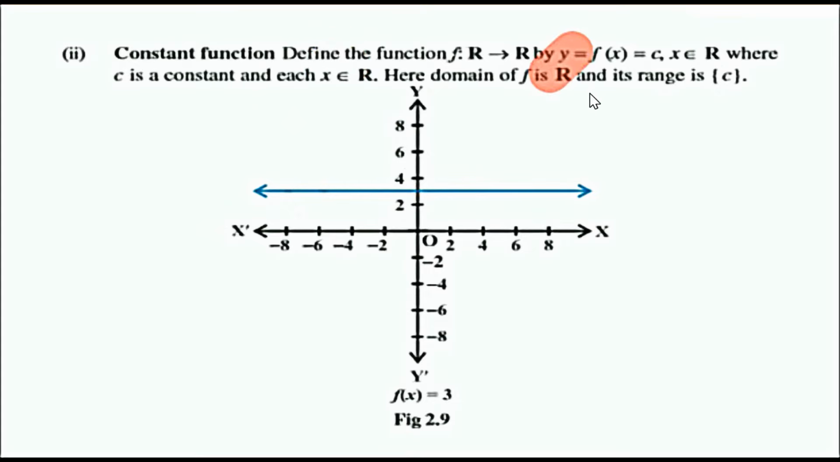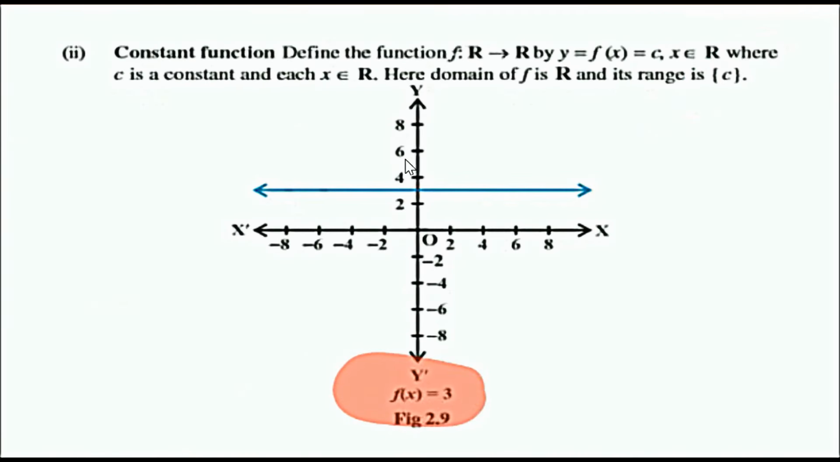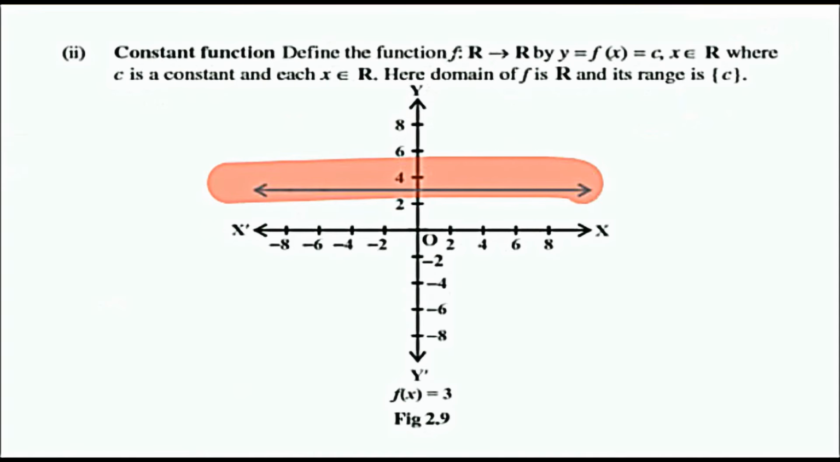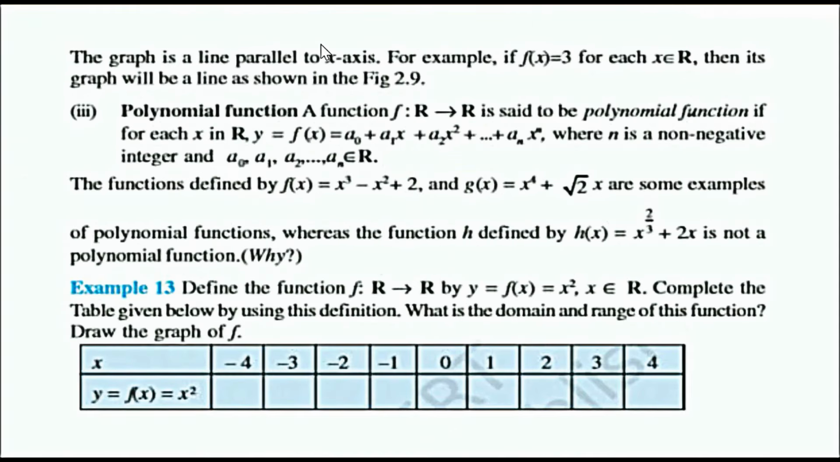So what is the domain? The domain is R, you can give any real value, but the range, meaning the output value, will always be constant. You can find here, first see this function, f(x) equal to 3. If I give 4, it will be 3. If I give 8, it will be 3. Always it will be 3. So this is the constant function. The graph is actually parallel to the x-axis, with f(x) equal to 3. This is how the constant function is.